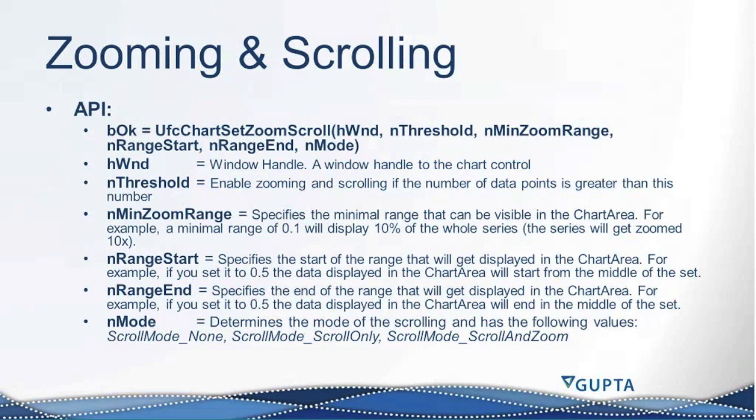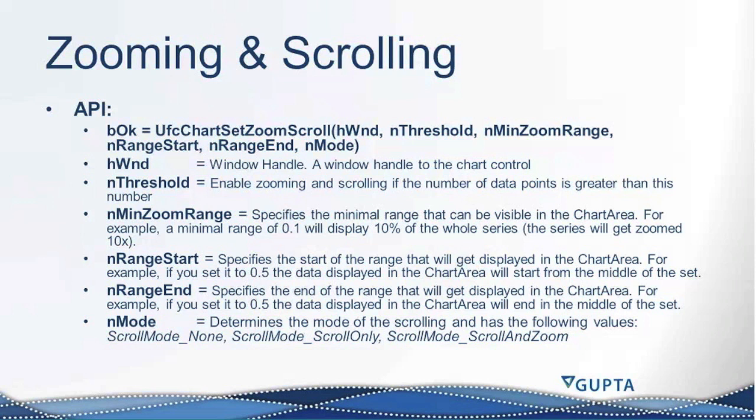The min zoom range is the percentage of what you want to see. So if you define 0.1, then the charting control will display 10% of the whole series. So if you want to have 20%, then you have to type in 0.2, then you get 20% of the data values displayed. So it's pretty simple, 10% means a zoom range of 10 times.